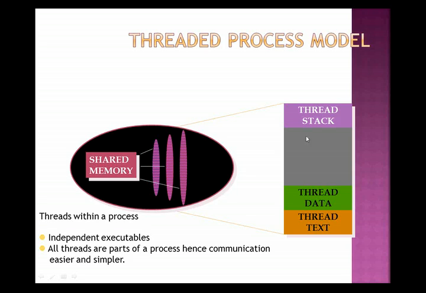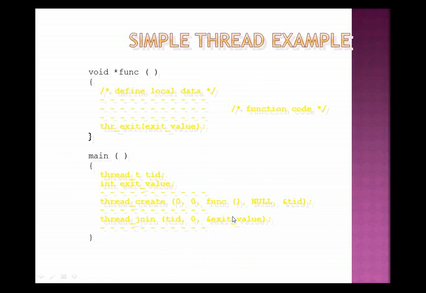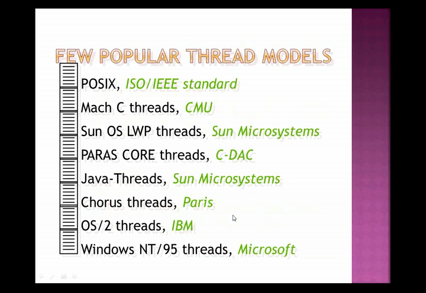This is the shared memory, this is the thread stack, this is the thread data, this is the thread text. This is the threads within the process. These are the various levels of parallelism, that is how different levels of parallelism take place. First of all, there is a task, there is a control, there is a data, there are multiple issues. This is the example of the thread.